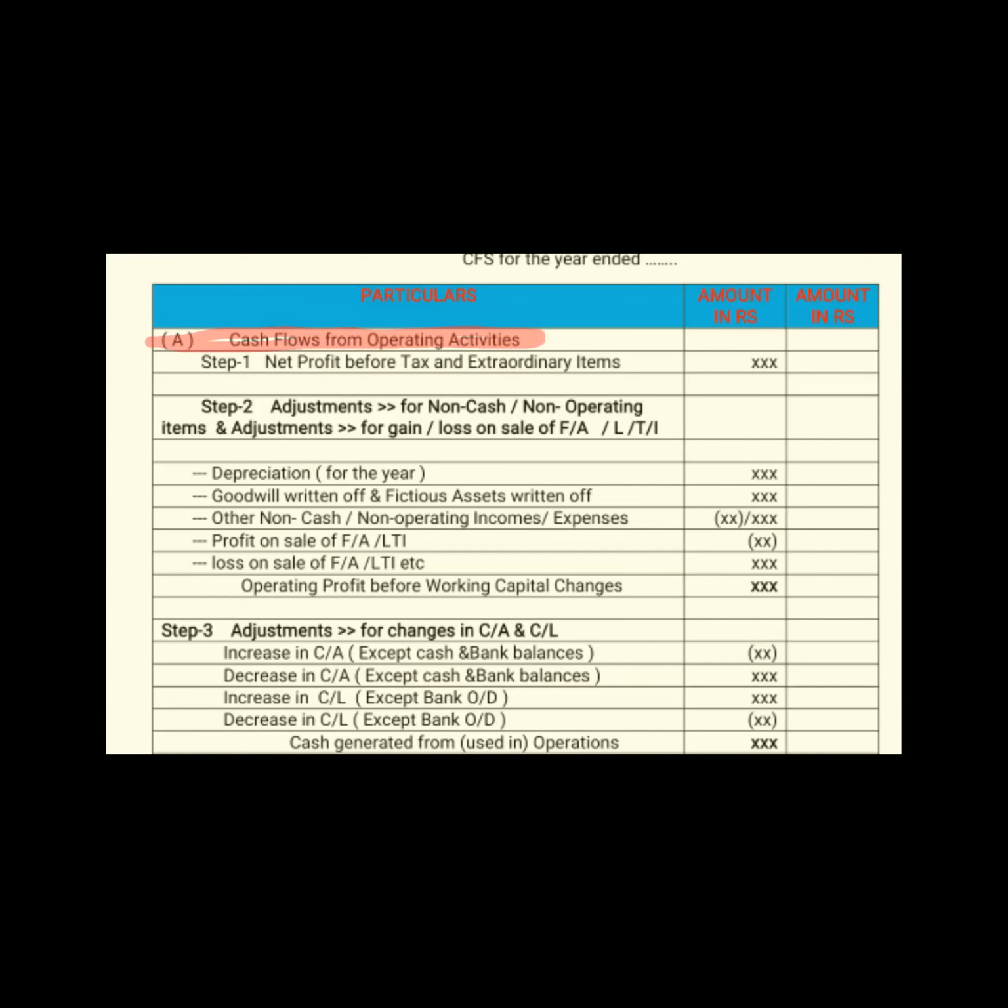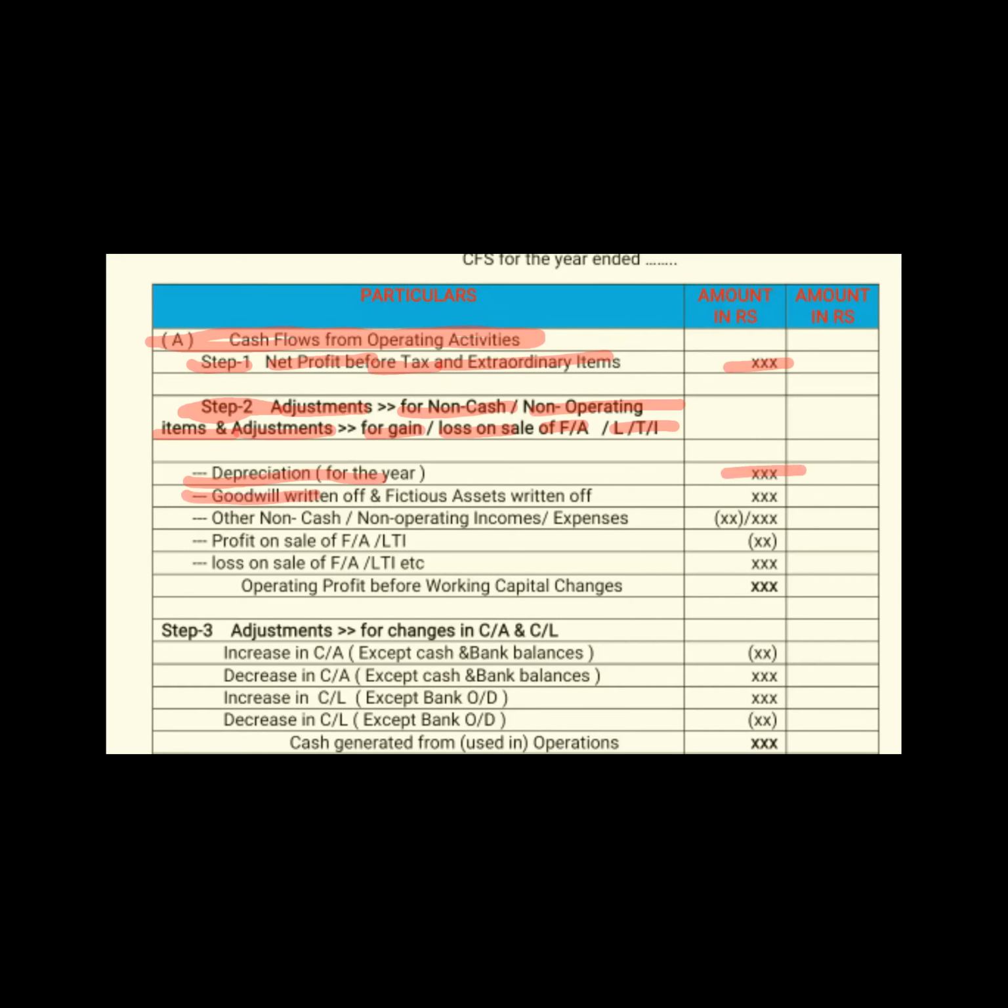Which activities? Operating activities. Under that, we already did step 1 separately, net profit before tax and extraordinary items. We just discussed that amount, and you will take it here. After this, you will make adjustments for non-cash, non-operating items and adjustment of gain or loss on sale of fixed assets and investments. See, non-cash non-operating: depreciation is a non-cash expenditure. Previously it was deducted in the P&L account, now we need to add it back.